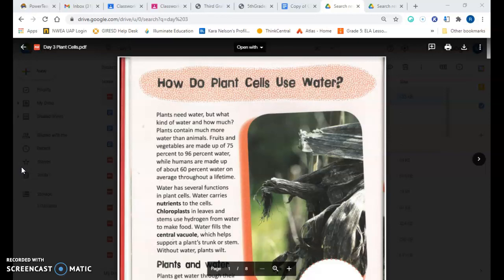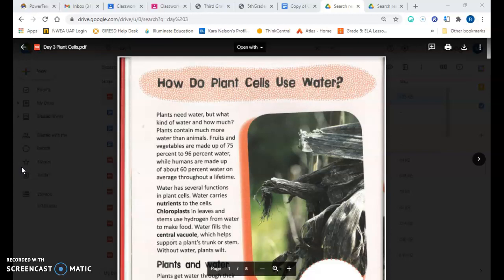Hello, today we are on day 3 of our plant cells book. In our bookworms, that would be week 8, day 5. We are going to be reading pages 14 through 21. We're going to be learning mostly about how plants use water and how they make food.